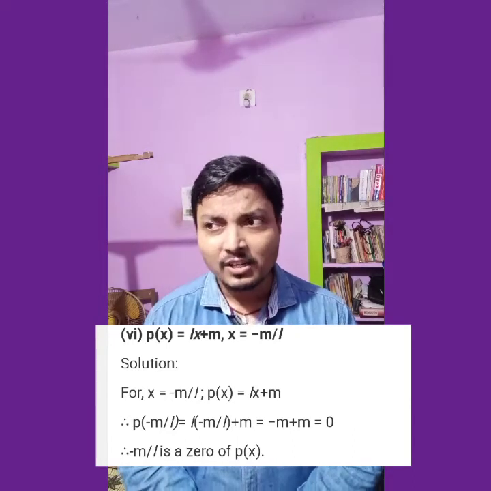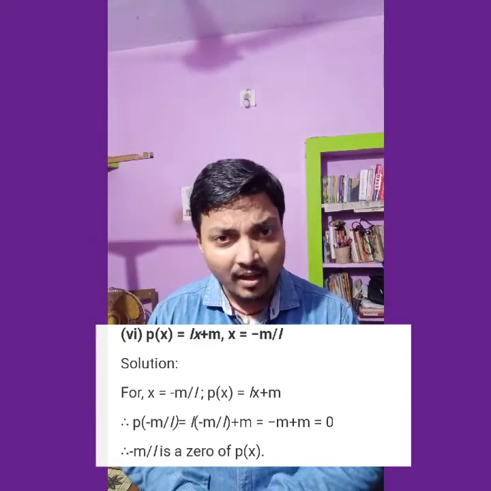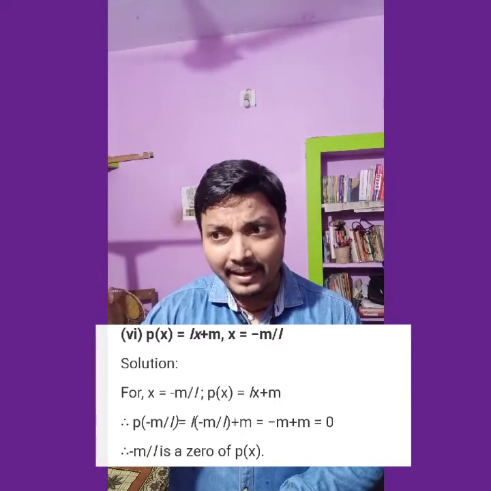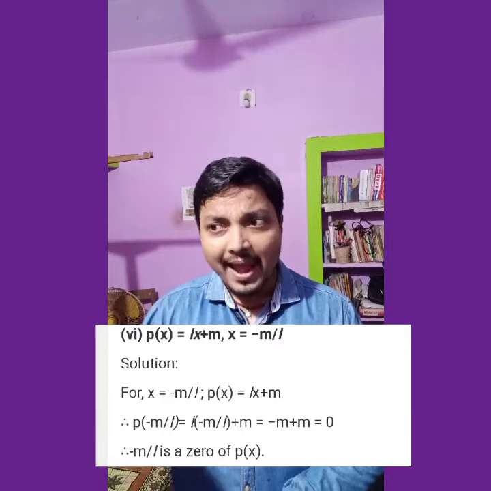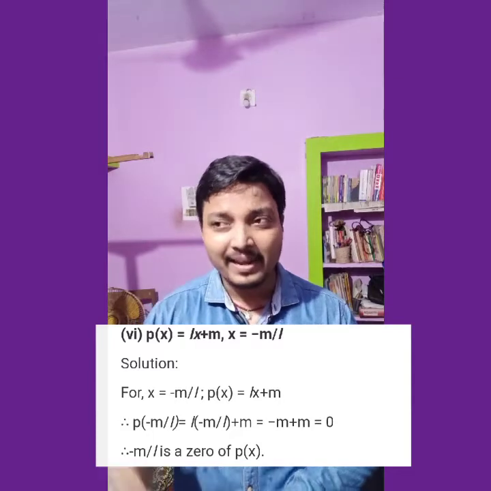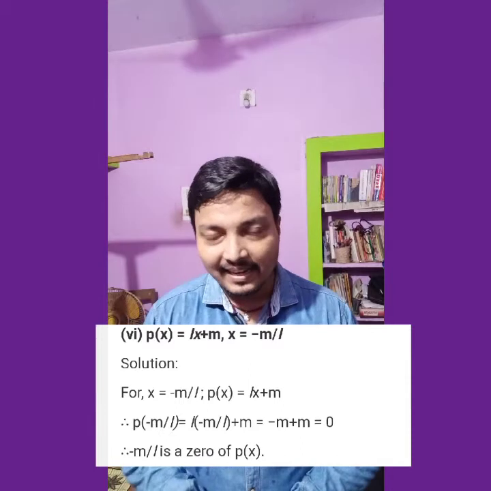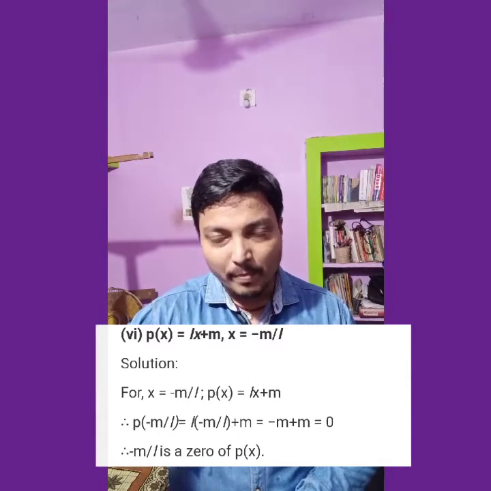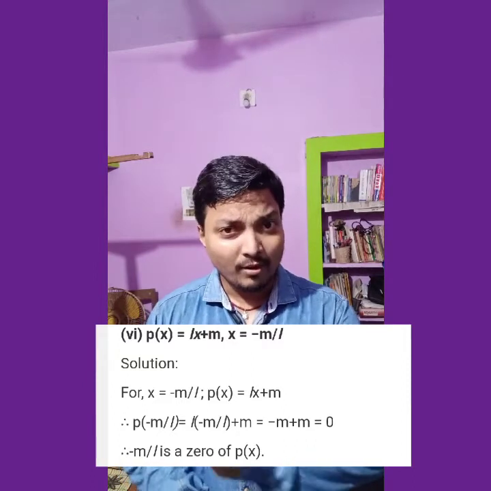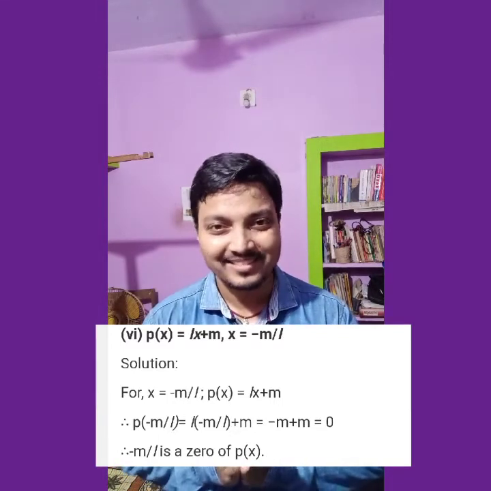Minus m by L. So we need to put minus m by L in the polynomial in place of x. So our polynomial p of minus m by L is equal to L into, in place of x, minus m divided by L, plus m. So L will be cancelled. Then the polynomial becomes minus m plus m, which becomes 0. So the polynomial value becomes 0, and therefore minus m by L is the 0 of the polynomial. Ready?